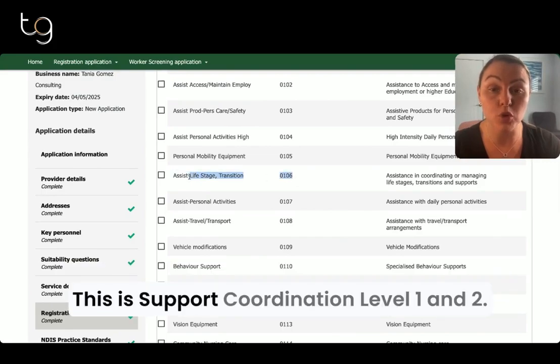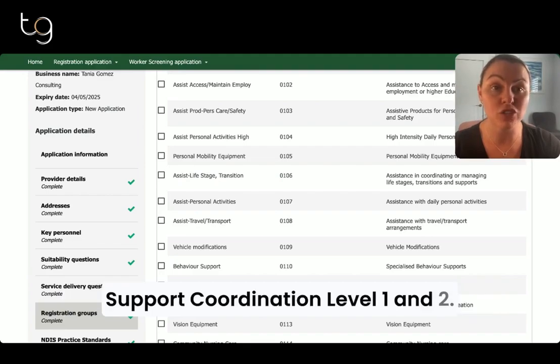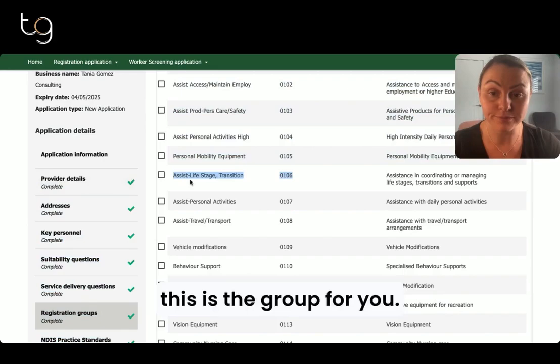Okay. So the next one is assist transition life stages. This is support coordination level 1 and 2. So not specialist support coordination, but support coordination level 1 and 2. If you are a support coordinator, this is the group for you.